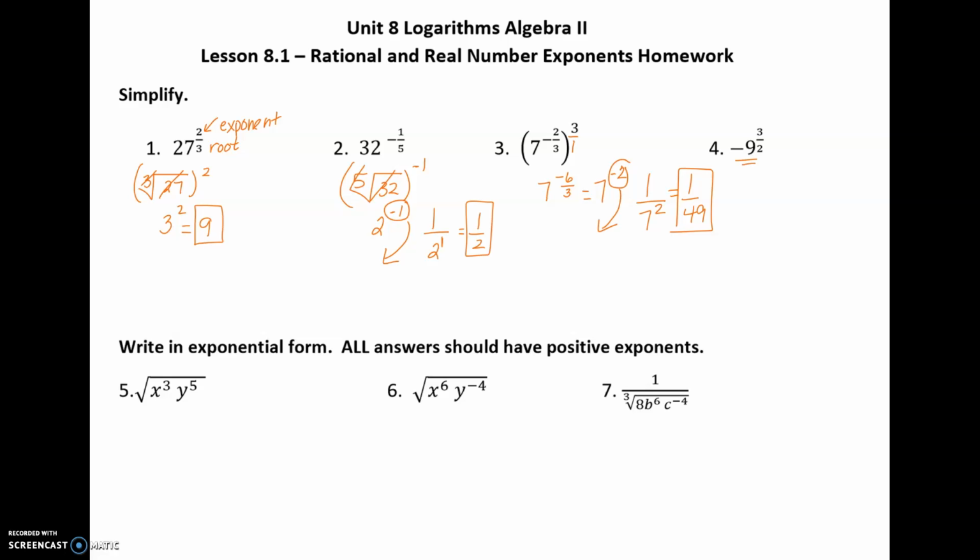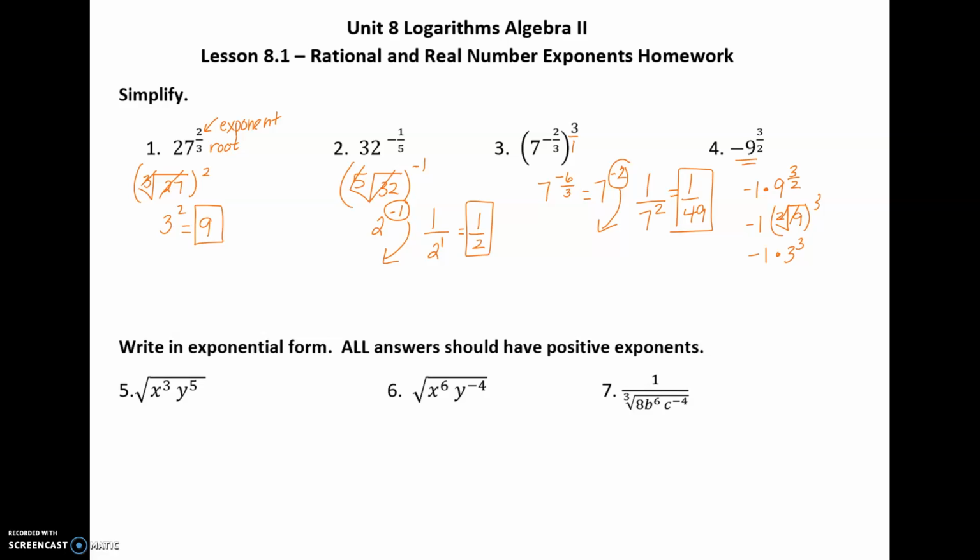Finally, the last one is negative 9 to the 3/2 power. We have to take this base and we have to pull that negative 1 out separately so that we can do 9 to the 3/2 power. And remember that the denominator of the 3/2 is your root, so that's the square root of 9 cubed, and we still have the negative 1 out front. Square root of 9 is a perfect square, that's 3, and we cube it.